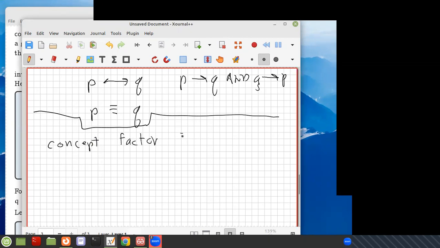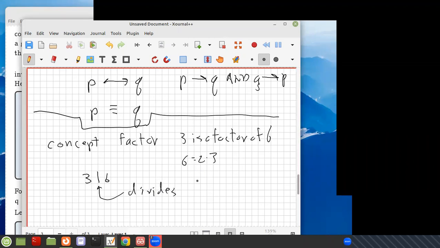For example, 3 is a factor of 6, because I can write 6 equals 2 times 3. So we say 2 and 3 are factors of 6, right? And there's a notation for this. We can write 3 is a factor of 6, and what we mean by that is that 3 divides 6. What we mean is, if I divide 6 by 3, I get an integer as a result. I don't get any fractions.